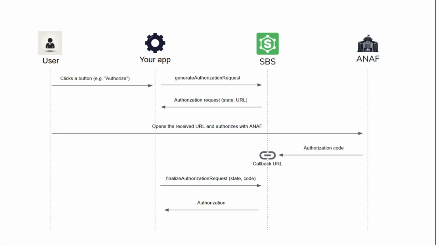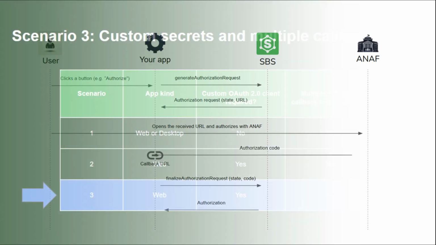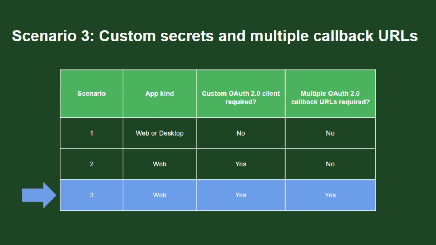Notice that the callback URL returned by ANAF is now under your application's control. Namely, your application can read the authorization code sent by ANAF from the callback URL and finalize the authorization. Let's now look at one more configuration scenario. Let's imagine that your application has many instances hosted on several internet domains. In this case, you might want to have a custom callback URL for each hosted instance of your application.